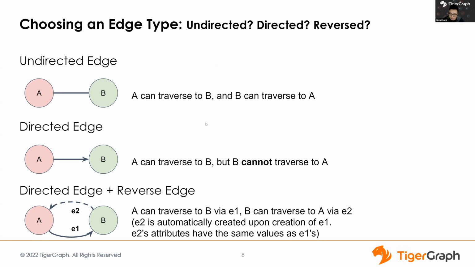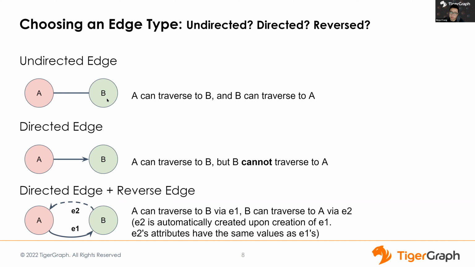And the next question, which is also a very important question, is how do we choose the edge type? Because in TigerGraph, there are three edge type options: the undirected edge, directed edge, and the directed edge with reverse edge. So each of them has their own pros and cons, and we want to make the decision based on our specific use case, right?